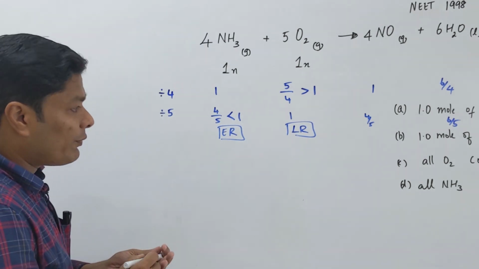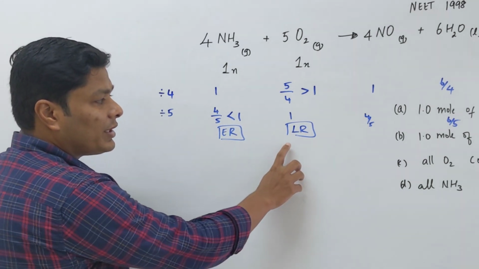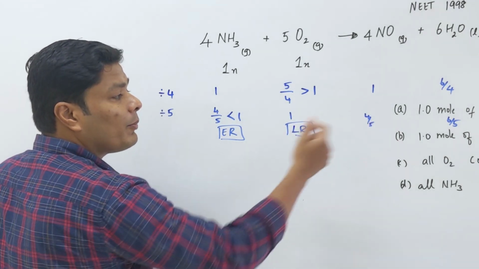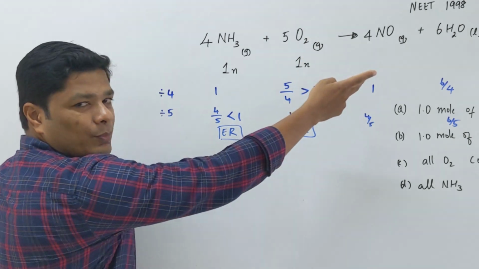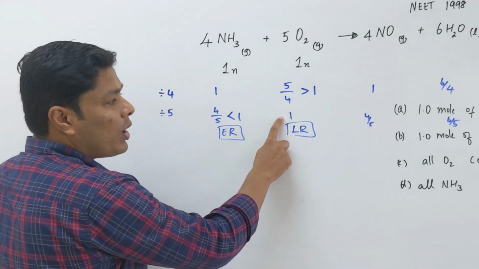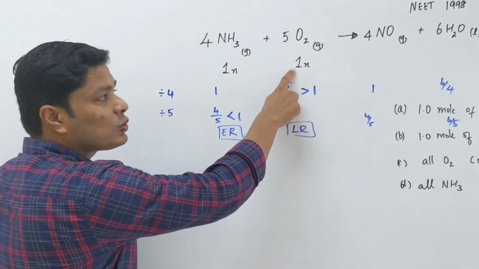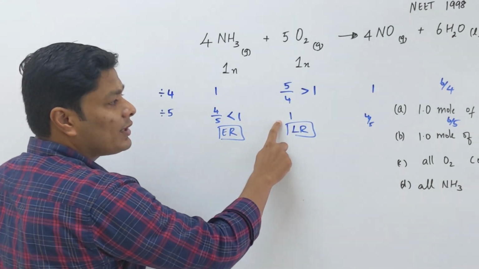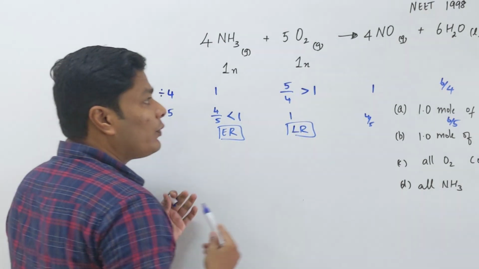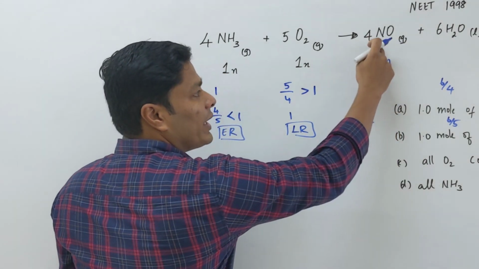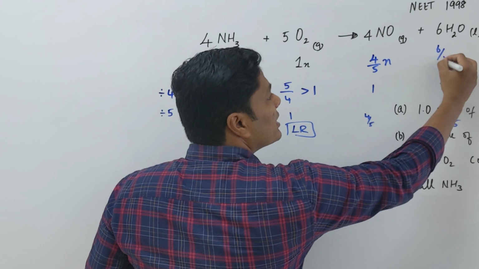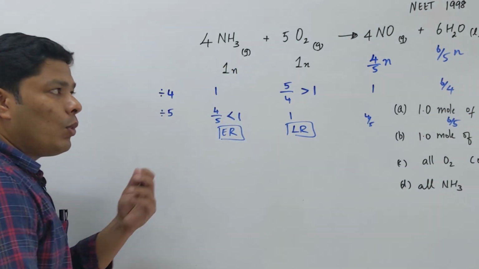Now the next step we can do is, after knowing the limiting reagent, I can predict the amount of product I can form. 5 moles gives you 4 moles or 6 moles. Instead of finding that, 1 will give you 4/5 mole. How many moles have they given me? They have given 1 mole. So 1 mole will give you 4/5 mole. So I will end up forming 4/5 moles of NO or 6/5 moles of water liquid.